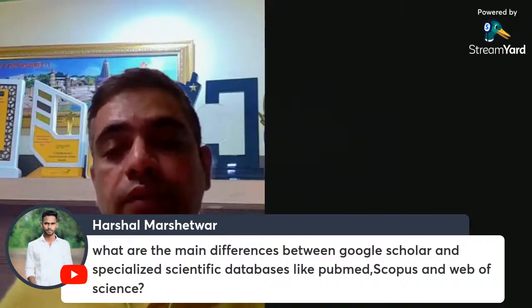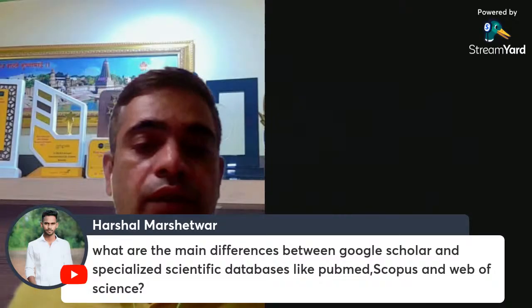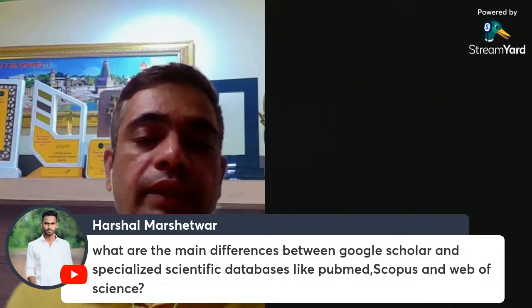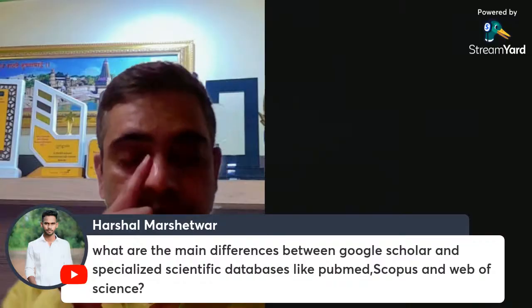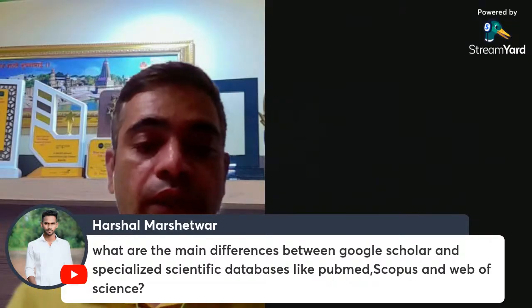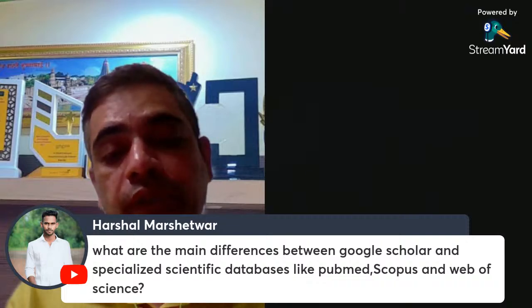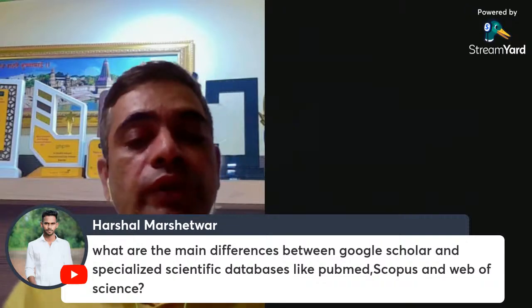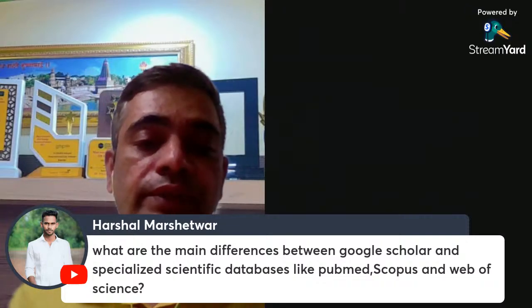Okay, thanks, Amrita. Just to add one more thing to this question, which is indexing. There are many journals which will be indexed in Google Scholar and might not be indexed in PubMed. So based on indexing also, there is a difference.